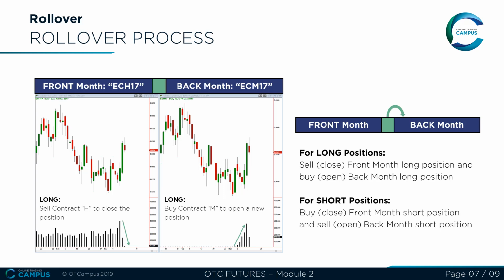So how to roll over from the front month to the back month? That is super simple. If you're long the front month, you sell to close front month and buy to open back month. And if you're short the front month, you buy to close front month and sell to open back month. In our Euro example, let's assume you are long Euro, you sell contract H to close the position and you buy contract M to open a new position.